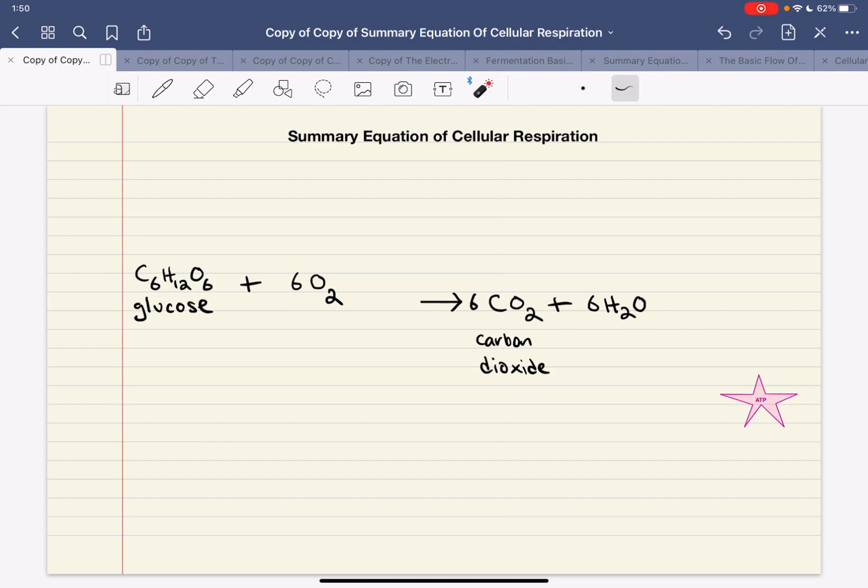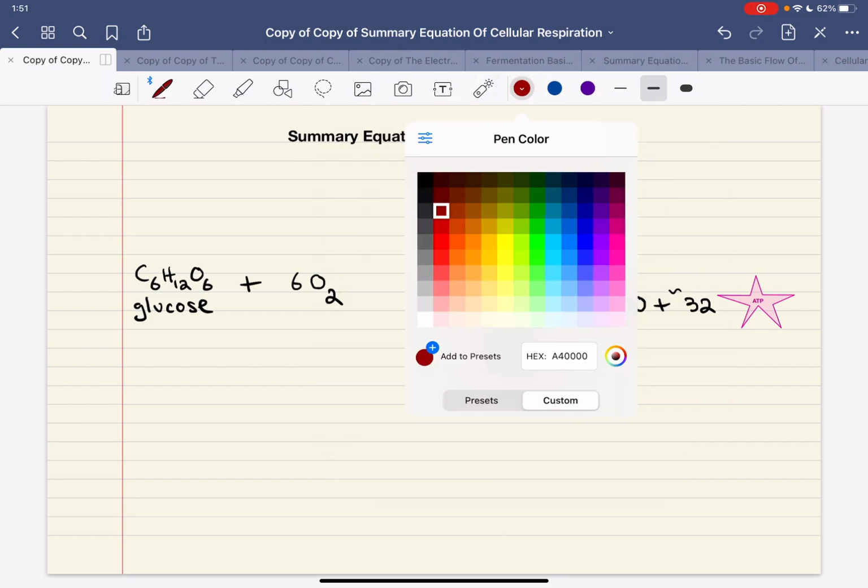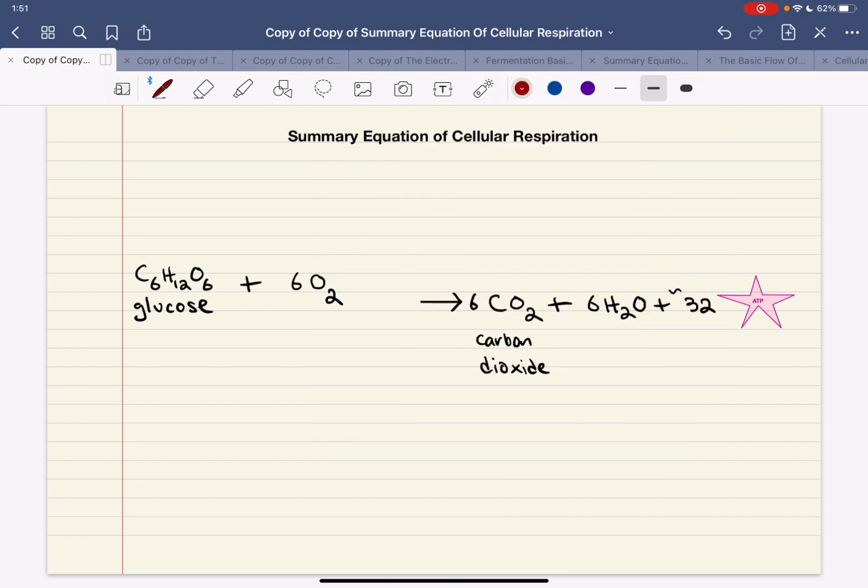But in a sense, these are both waste products, because the reason we're doing this whole process, remember, is to release energy from food, in this case glucose, and to harness and store that energy into many molecules of ATP, as we're going to learn in the next 2 videos. 32 molecules of ATP on average. And that is why we undergo cellular respiration. So I'm going to underline this because it's so important.